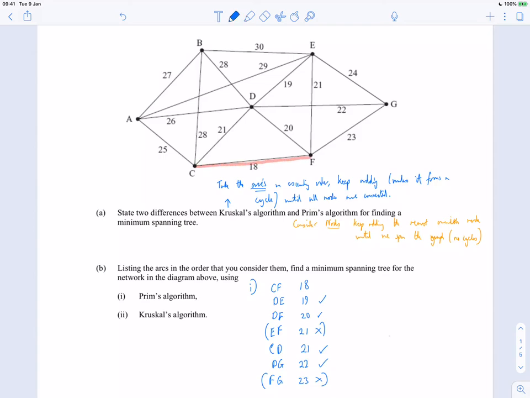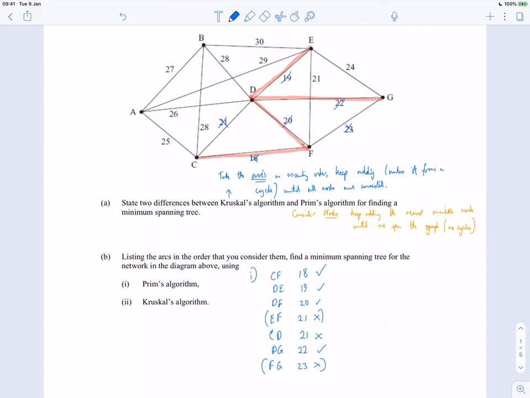So C to F is 18, that's done, that will get accepted. D to E is 19, that will be accepted, that doesn't change. D to F is 20, that would also be accepted still. E to F would be rejected still. C to D, now C to D would form a cycle around C, D and F. So actually that would be rejected. D to G, that would still be accepted because that doesn't form a cycle. So that's fine. And F to G would be rejected because that forms a cycle as well. And now we're back to where we were. E to G, which is 24, would be rejected because that forms a cycle.